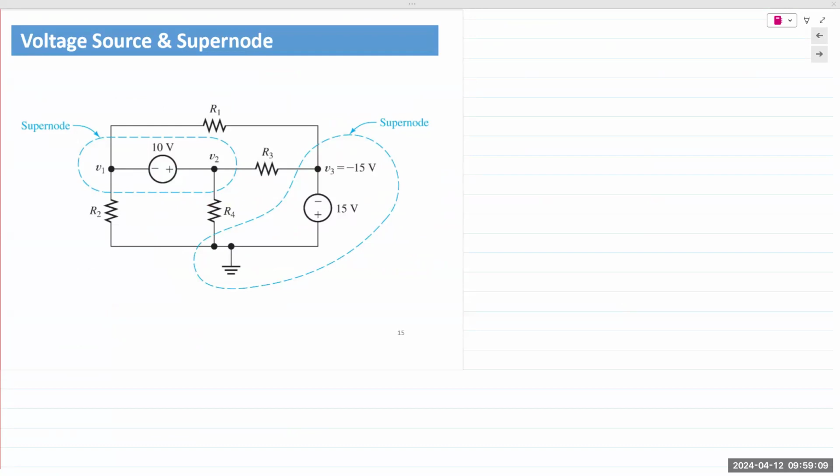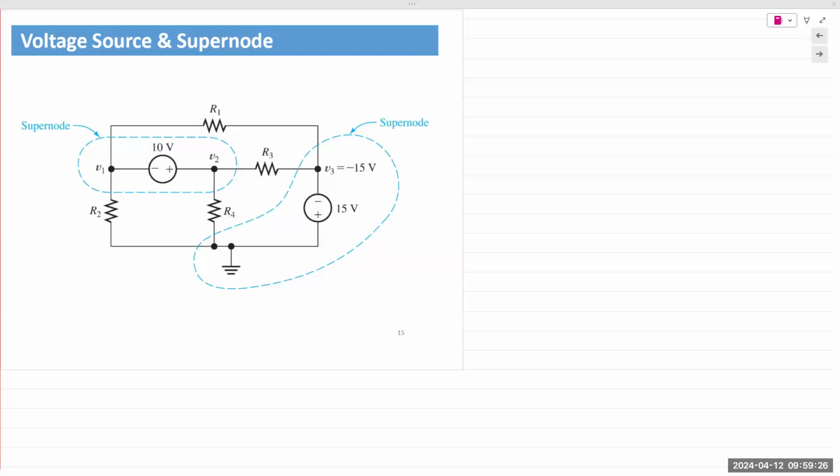It's not. It's a shortcut. Okay, supernode is a shortcut. Like voltage division and current division, supernode is a shortcut. So if you have a voltage source in a circuit, you choose one end of the voltage source, and boom, you have an answer for 2 of the nodes in the circuit.